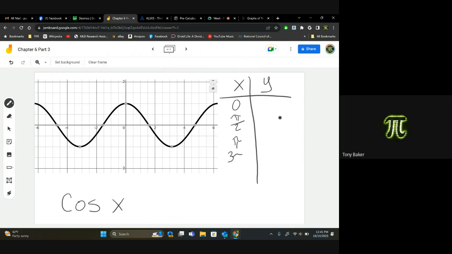So we're going to use the exact same points as we did for sine. So now your cosine starts off at what? It starts off at 1. Yep. So that's my point right there. At pi over 2, it's down to what? It's down to 0. At pi, it's at negative 1. 3 pi over 2, it's at 0. And 2 pi, it's back at 1.